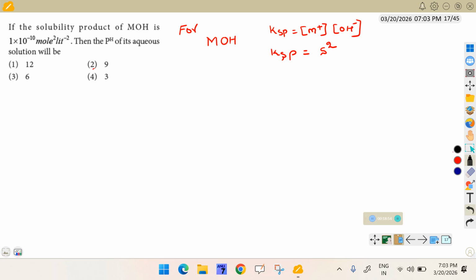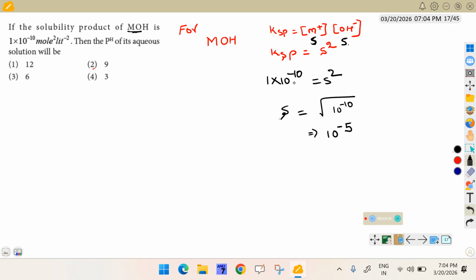If the solubility product of MOH is 1 into 10 power minus 10 mole square liter power minus 2, then the pH of its aqueous solution will be? Ksp. It is an AB type of compound. Ksp is equal to S square. Ksp value is given as 1 into 10 power minus 10, equal to S square. Then S is equal to square root of 10 power minus 10, which is 10 power minus 5. M plus concentration is assumed as S. OH minus ion concentration is also assumed as S. S into S is equal to S square.